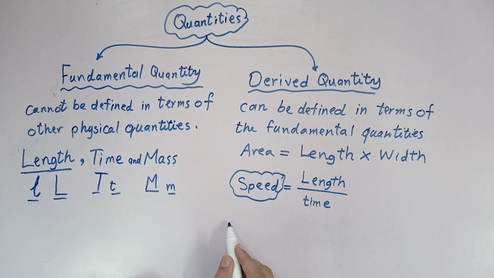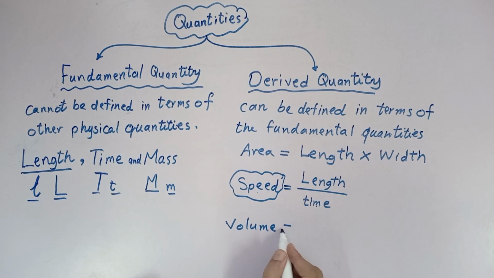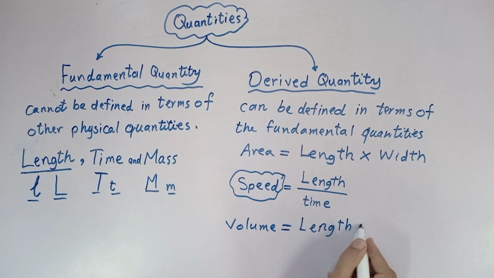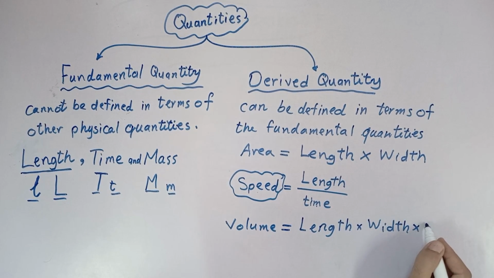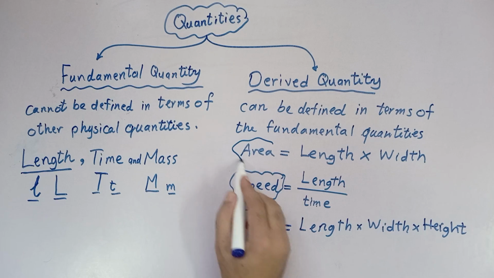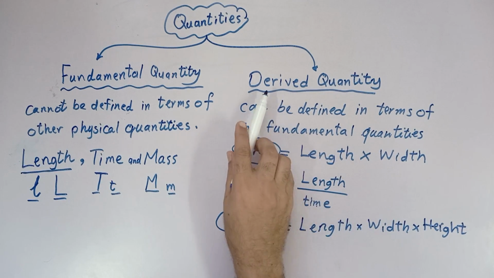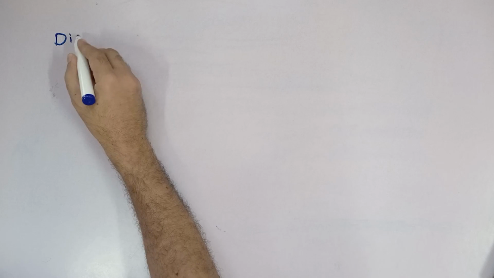Volume is a derived physical quantity because volume is defined by length times width times height. You know, volume and area and speed, all of them are derived physical quantities.